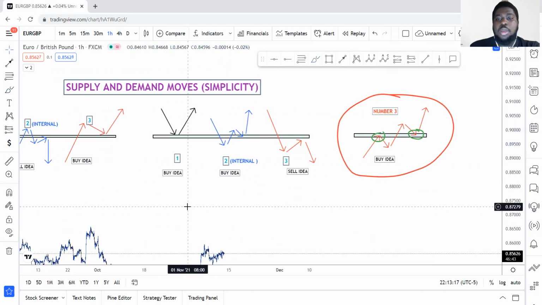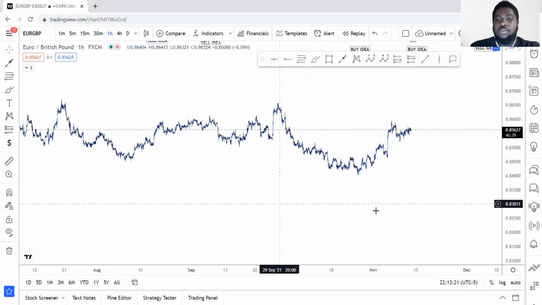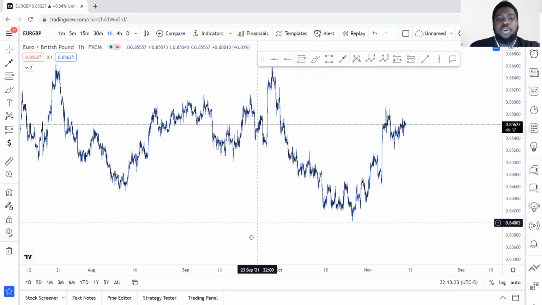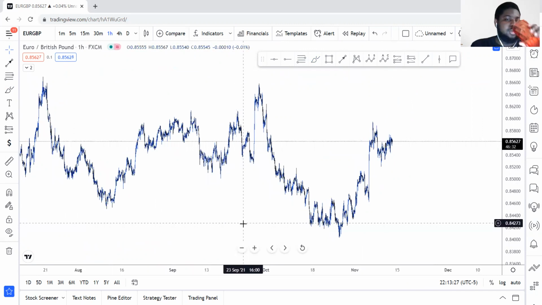All right, so let's look at this on the live charts now. I'm on the 1 hour time frame, so I just want to keep it simple. I'm not going to go into lower time frame for this one.